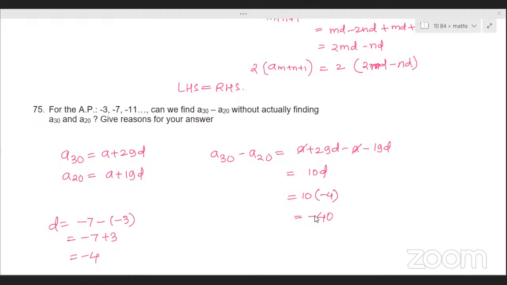So open 15th question, fifth part. Question number 15, fifth part. Yes, ma'am. Solved.